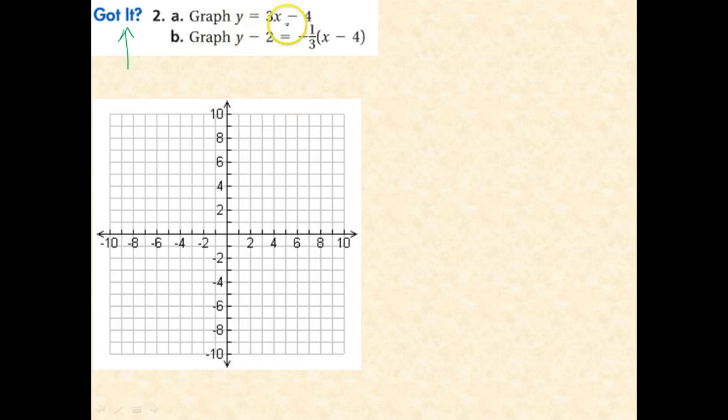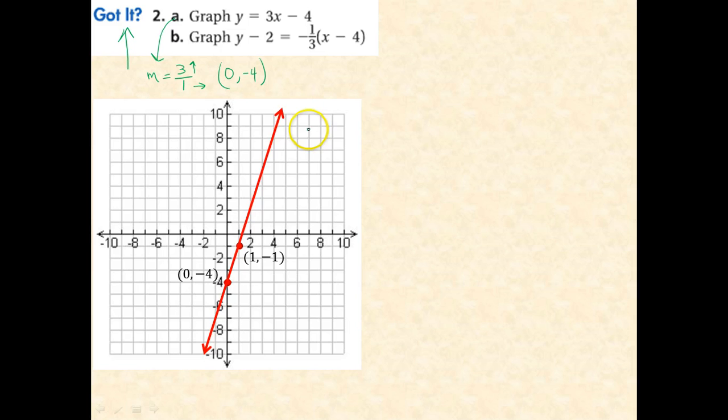Okay, so y equals 3x minus 4. For y equals 3x minus 4, my slope is 3, which means 3 over 1, and my y-intercept is 0, negative 4. So I'm going to start at 0, negative 4. And then I'm going to go up 3, right 1. Up 1, 2, 3, to the right 1. So I'm at the point 1, negative 1. And draw a line through them.